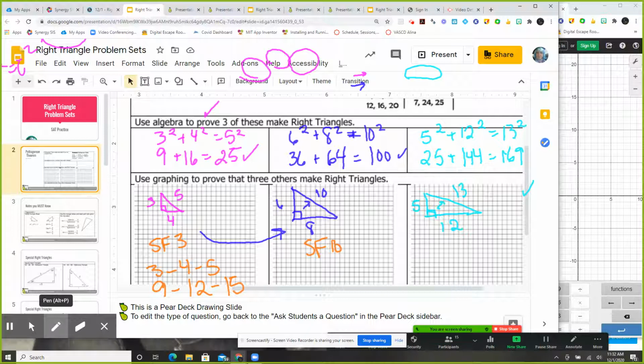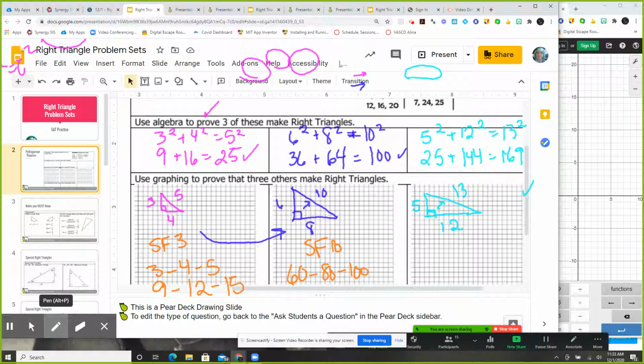What would my 6, 8, 10 triangle turn into if I did a scale factor of 10? You got it. 60, 80, and 100. The ratio of all the sides is going to be the same. It's the exact same triangle. It's just bigger, right? So they're similar.